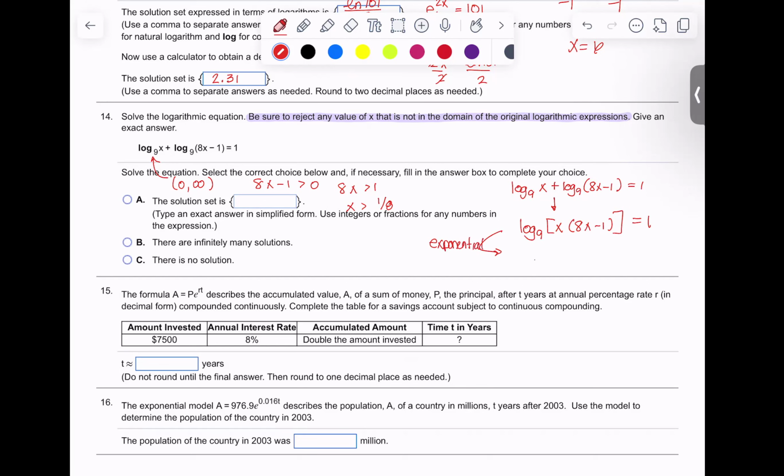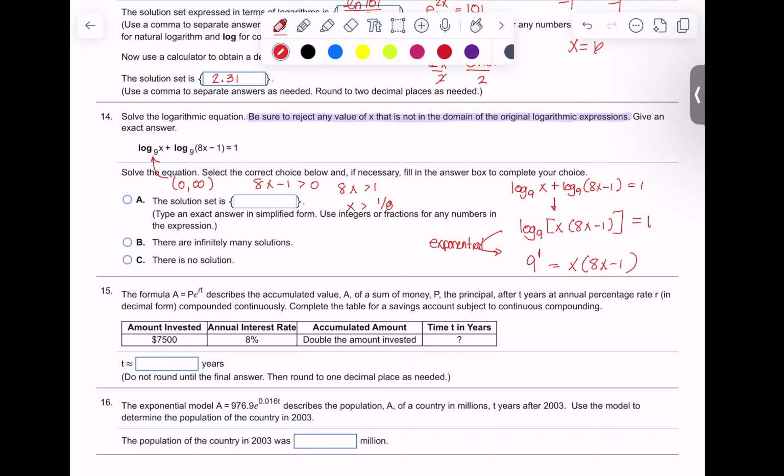So the base is 9. What I'm raising it to is what the log is equal to. So I'm raising 9 to the first power because that logarithmic expression is equal to 1. 1 is the exponent that I'm raising 9 to, and that's equal to the x times 8x minus 1.